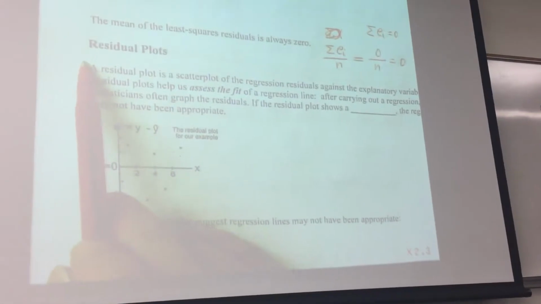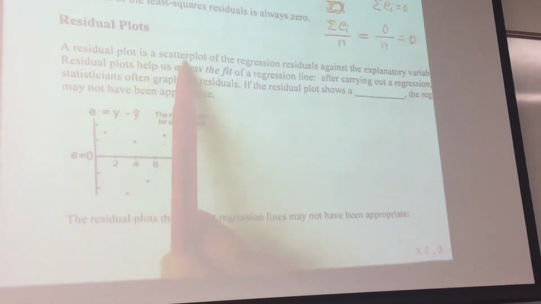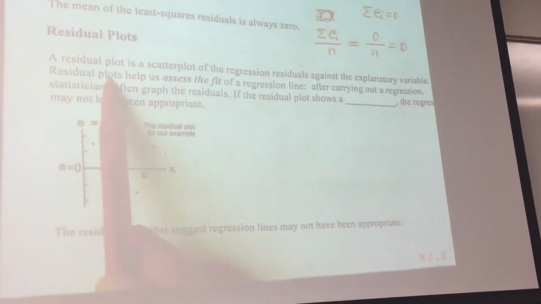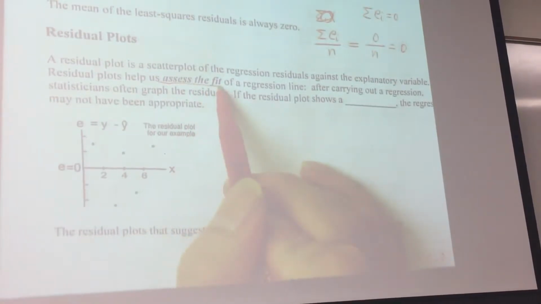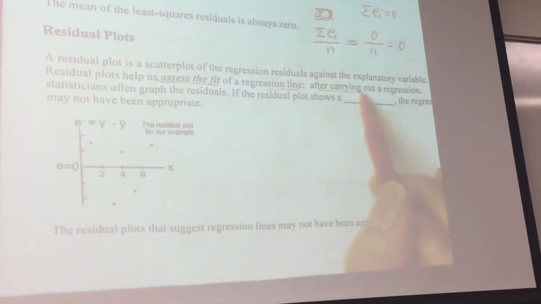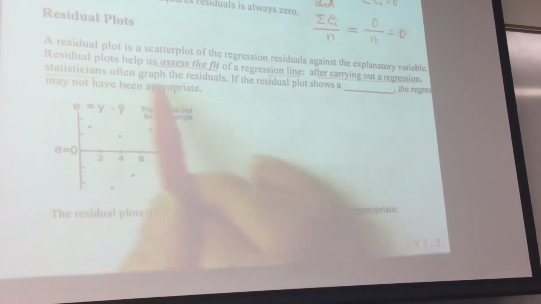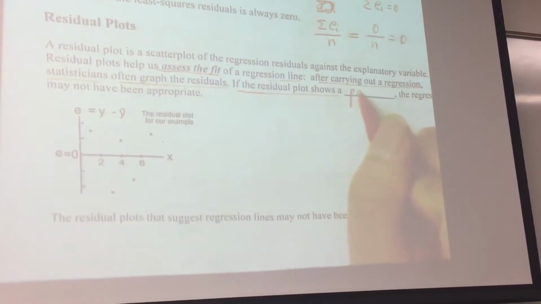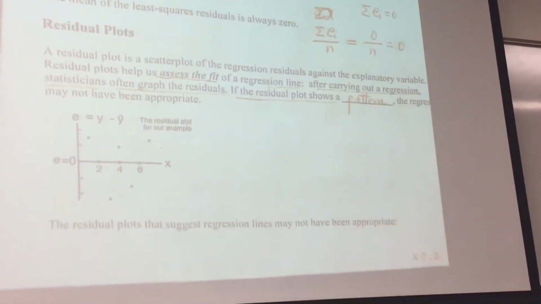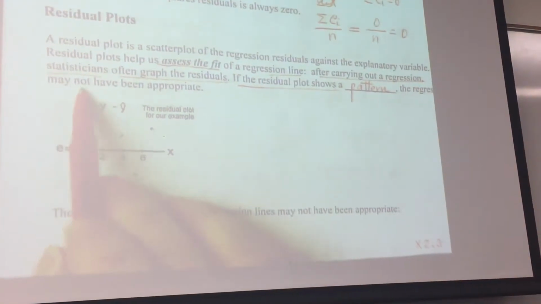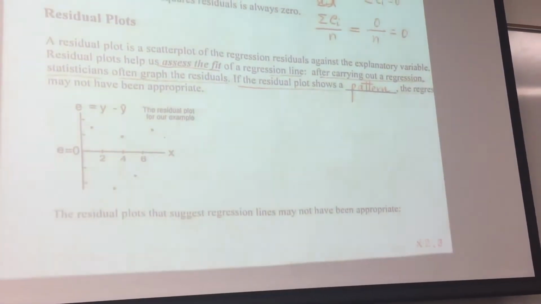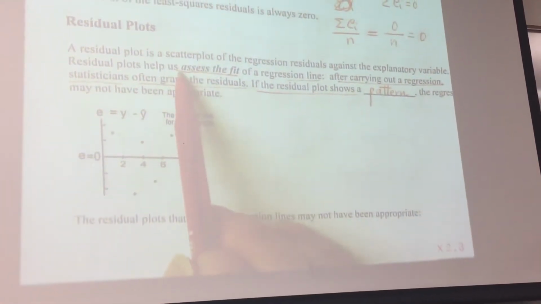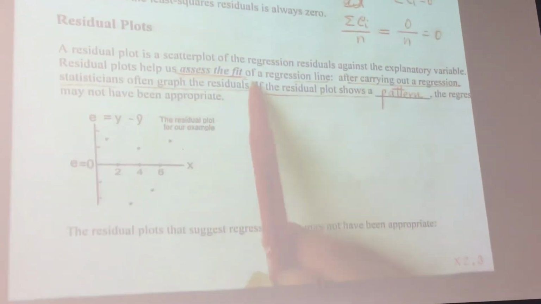Now let's look at the residual plot. A residual plot is a scatter plot of the regression residuals against the explanatory variable. A residual plot helps us to assess the fit of a regression line. After carrying out a regression, statisticians often graph the residuals. If the residual plot shows a pattern, the regression may not have been appropriate. Is that okay? And from the paragraph, you understand why people draw the residual plot, because it can be used to assess the fit of the regression line.